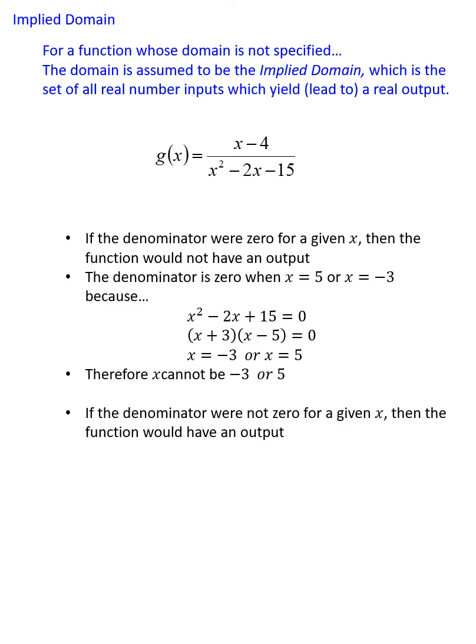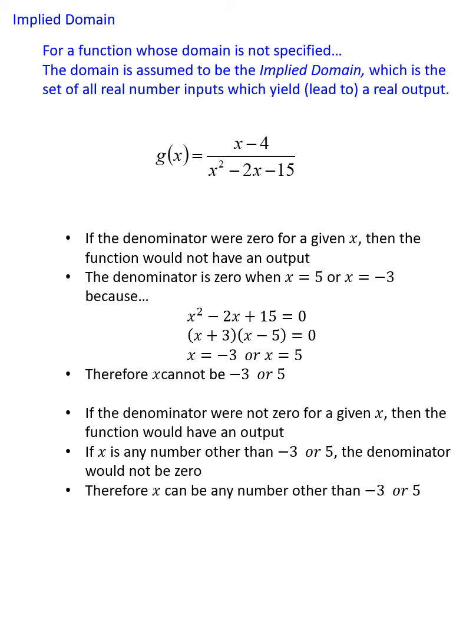In fact, any number that isn't negative 3 or 5 will give me a denominator that's not 0. And therefore x can be any number other than negative 3 or 5. Now again, there's no procedure here, just a sequence of thoughts that led me to the conclusion that x can be any number other than 5 or negative 3. So I can state my domain as the set of all x such that x isn't negative 3 and it isn't 5.